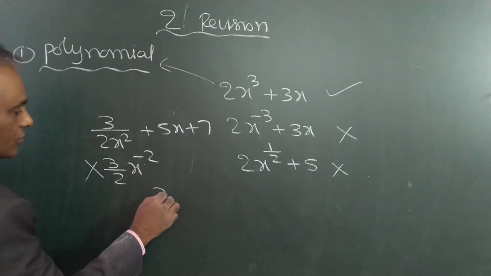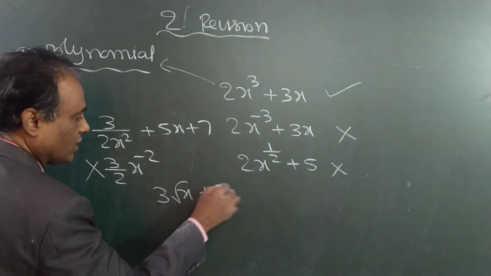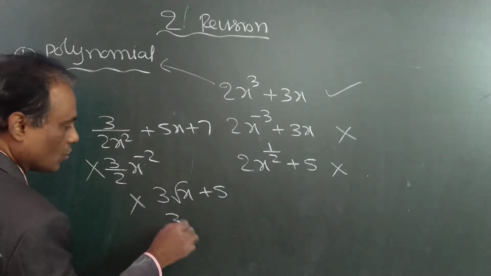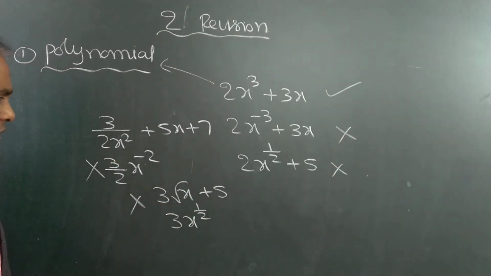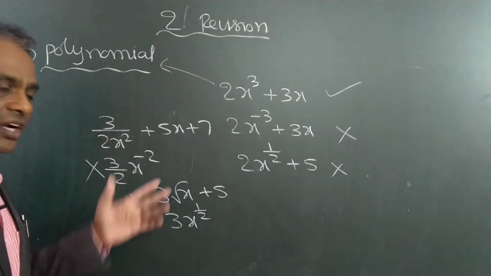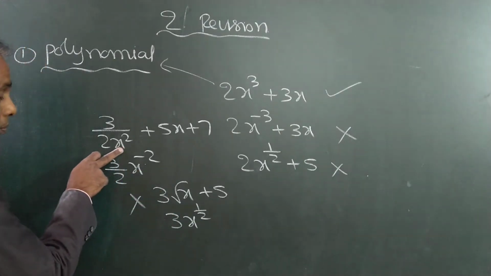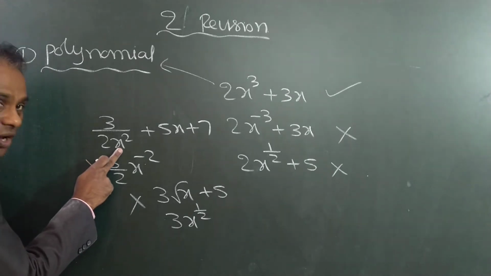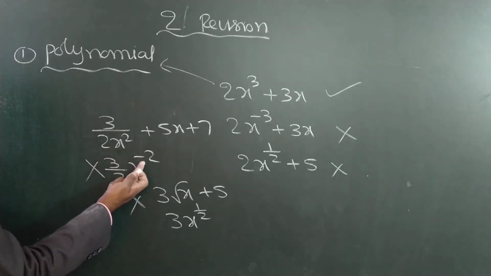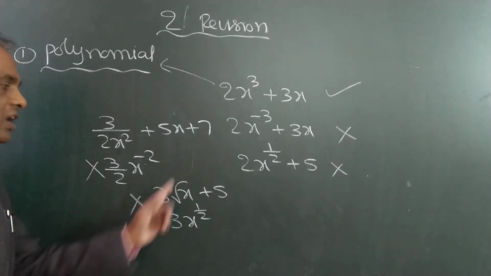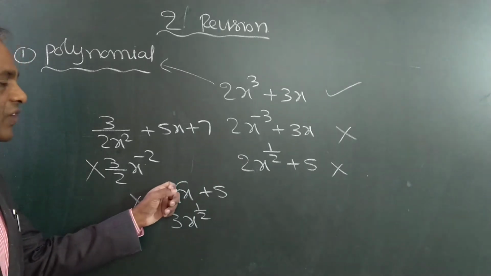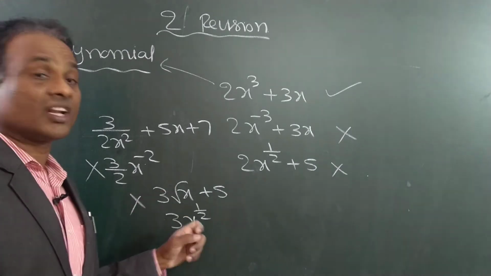Suppose 3 root x plus 5. This is also not a polynomial because root x means what? x power 1 by 2. Root x is x power 1 by 2. So because of the fraction, it is not a polynomial. The variable x should not be in the denominator. If it is in the denominator, it is nothing but a negative power, which is not a polynomial. There should not be a root, cube root or square root. If it is a root, that is not a polynomial.